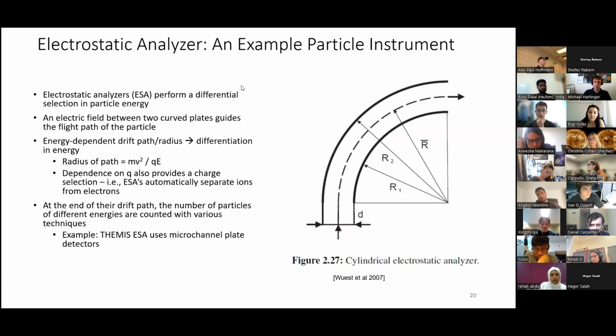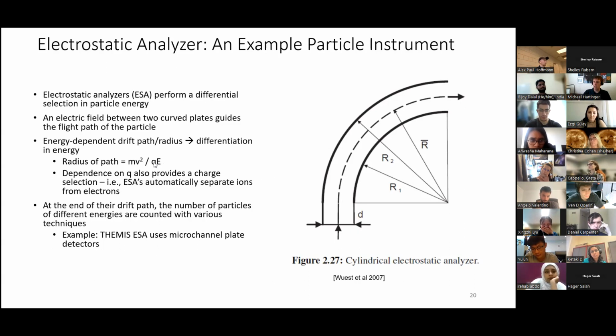So this is a really basic introduction to ESAs and how they work. Basically, all they do is perform a differential selection in particle energy. The way it works is you apply an electric field, or a potential difference, between 2 curved plates, and that will guide the flight path of the particle. So there's an energy-dependent drift path or radius that gives you a differentiation in energy. You have particles entering here, and the radius of their drift path will be different depending on the energy they're coming in with. And you also see in this equation that there is a dependence on charge.